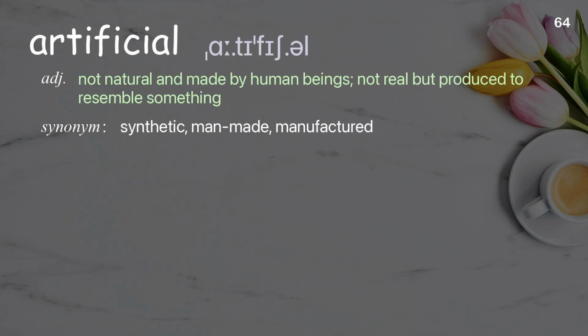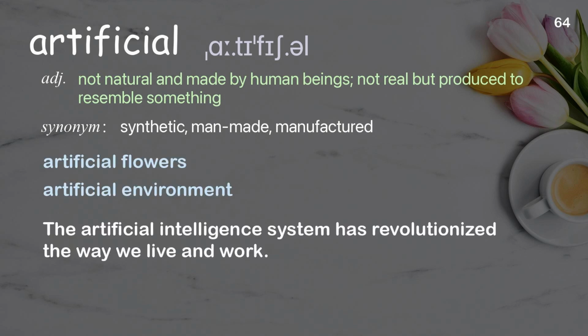Artificial. Not natural and made by human beings, not real, but produced to resemble something. Examples: Artificial flowers. Artificial environment. The artificial intelligence system has revolutionized the way we live and work.